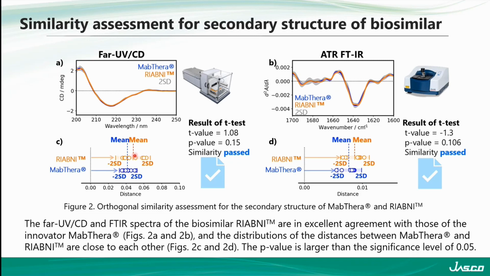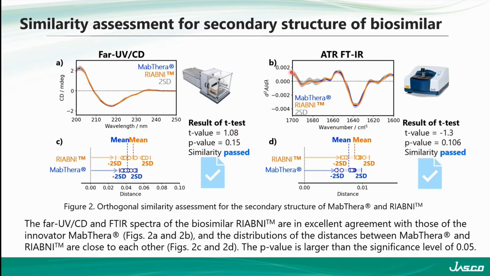If we go through and do the qHOS analysis, we find that the Reabni and MabTera line up very nicely on our distance curve. And then the reported p-value is much greater than the significance level of 0.05. And so this will give a similarity rating that passes.